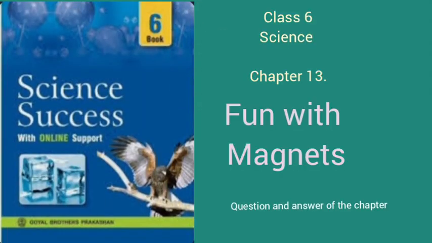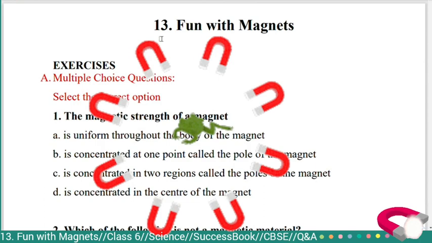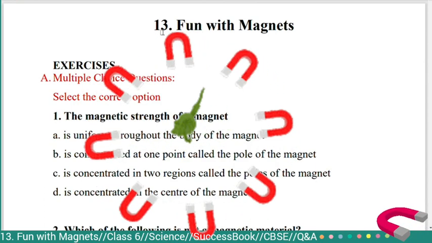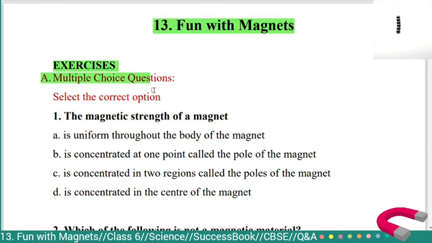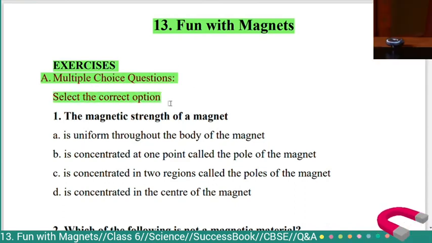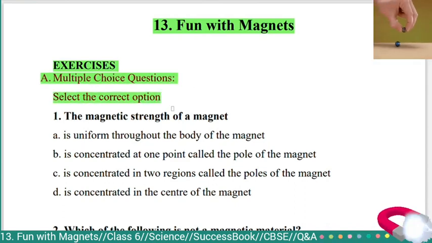Hello students, this video is about question and answers of the class 6th science chapters. Chapter 13, Fun with Magnets. Exercises. First main A. Multiple choice questions. Here you have to select the correct option.